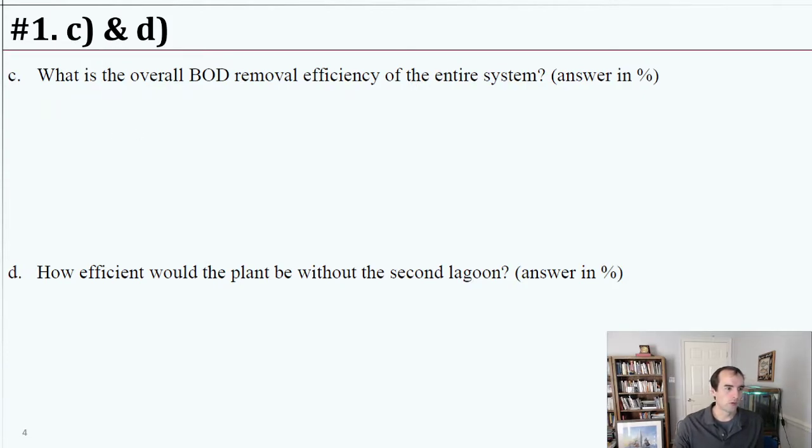Okay, so part C is next. That was, what is the overall BOD removal efficiency for the entire system? And I wanted that in a percentage. And so really what this is asking for is, what did we start with compared to what we ended with, right? That removal efficiency is going to be the C initial minus C final divided by what we started with times 100% to get it into a percentage.